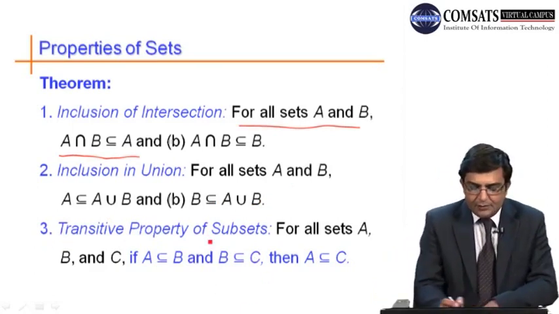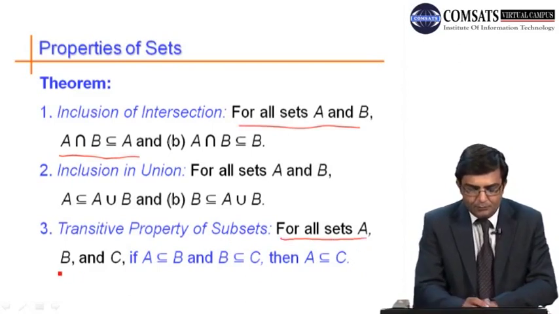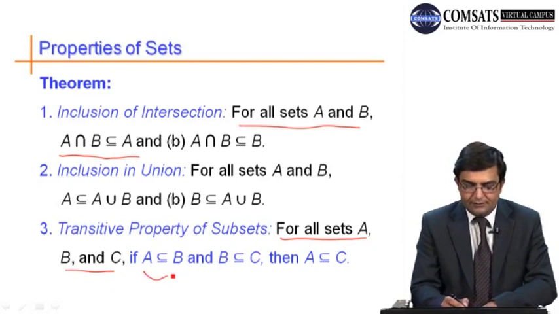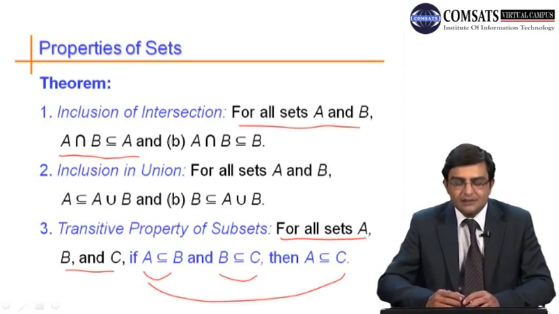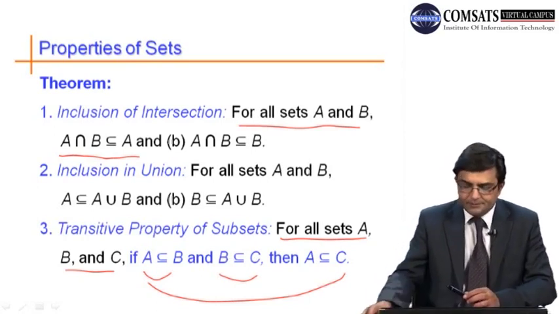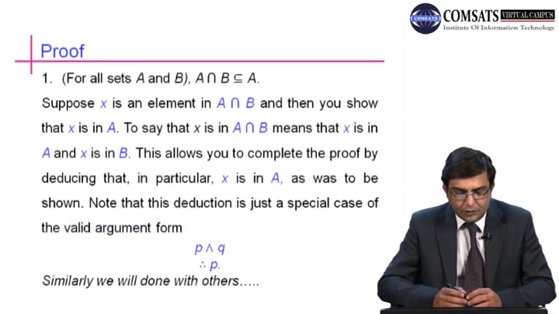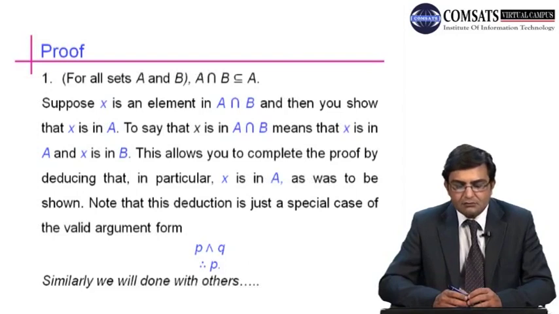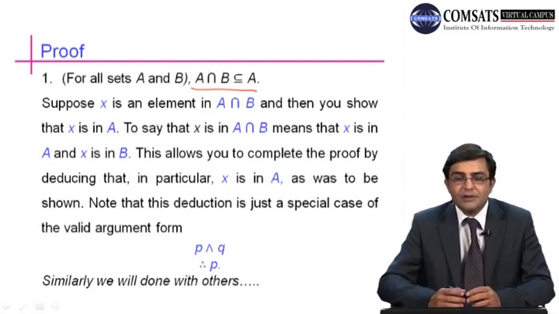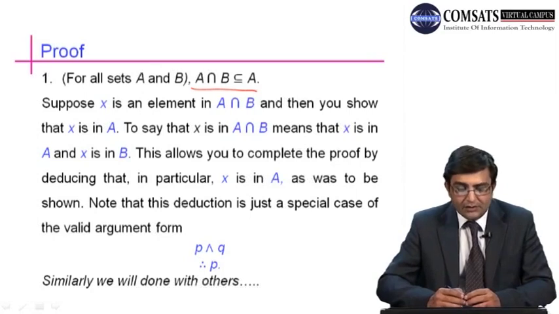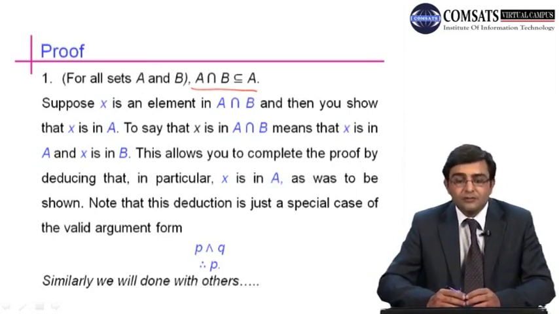At number 3, transitive property of subsets. For all sets A, B and C, if A is a subset of B and B is a subset of C, then A is a subset of C. So this is the transitive property of sets. We can prove all these properties, but here I shall prove only the first one, A intersection B is a subset of A. The rest of the properties can be proved similarly, and I leave them to you as an exercise.